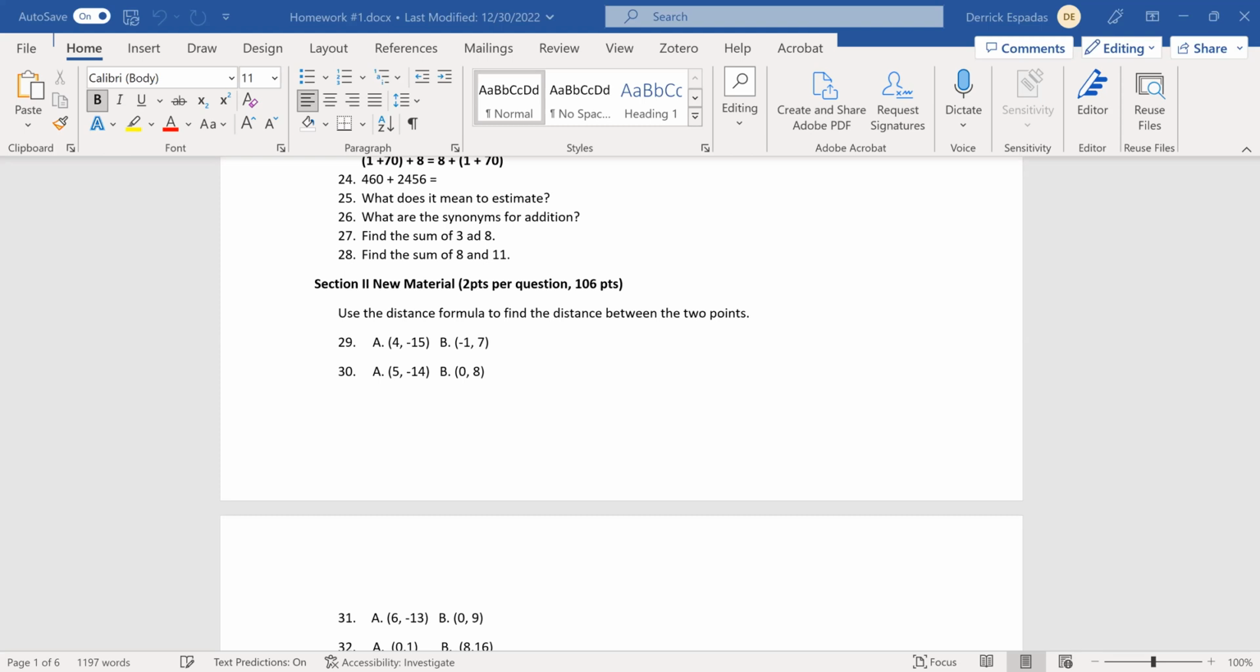I think we're getting towards the end, but again, it's good to repeat this. We want the repetition. All right. So 7 is our x1. Negative 12 is our y1. 1 is our x2. And 9 is our y2.